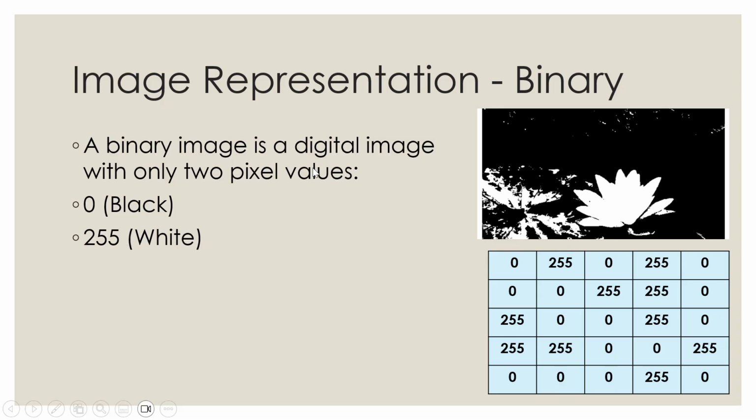So the binary image is a digital image with only 2 pixel values, 0 and 255. 0 represents complete black and 255 represents complete white.